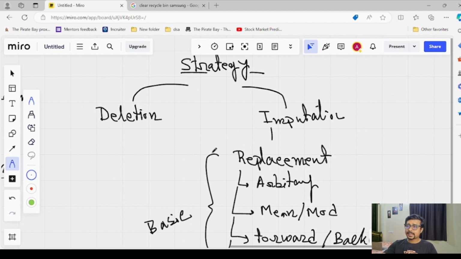One of the easiest strategies is called deletion. It's more like a usual thing. You have missing data, you see these data are missing, you cannot do anything, so just go ahead and delete those data, delete the entire row.